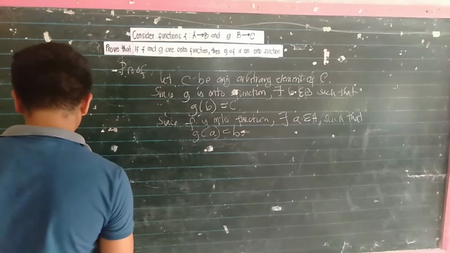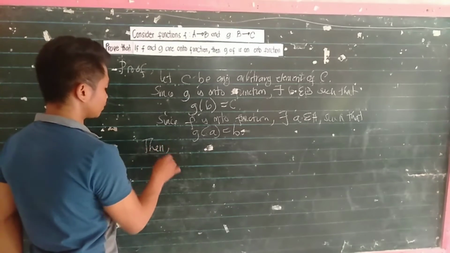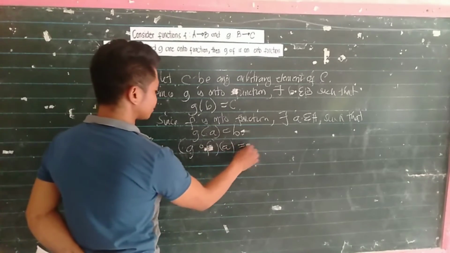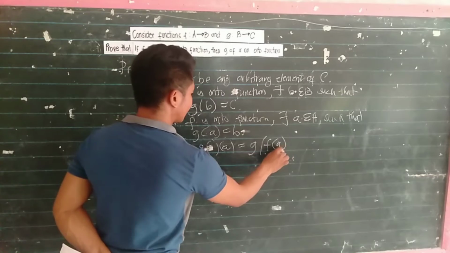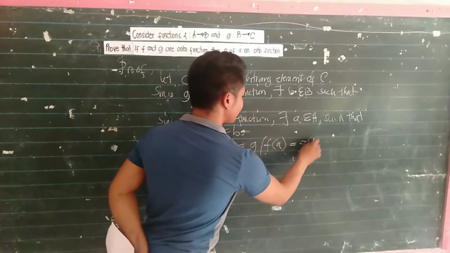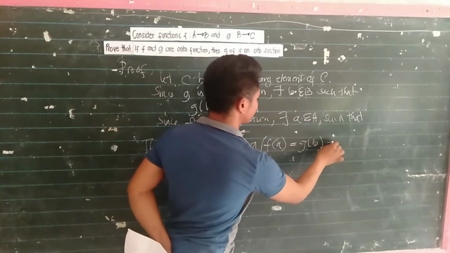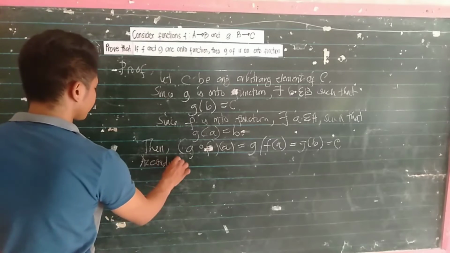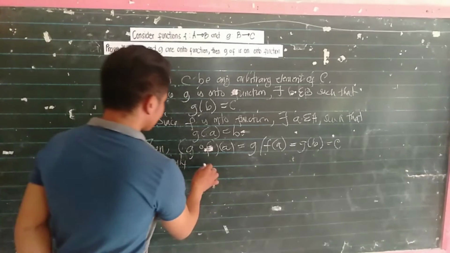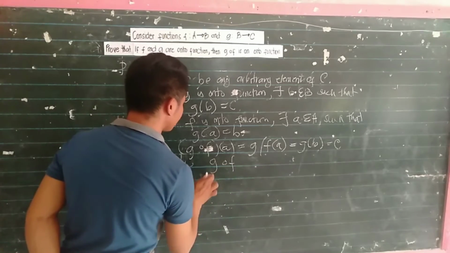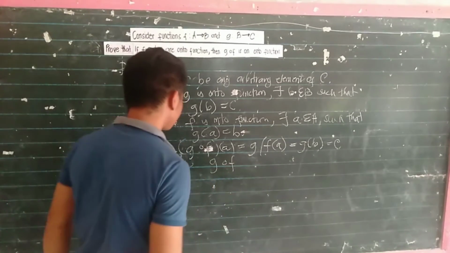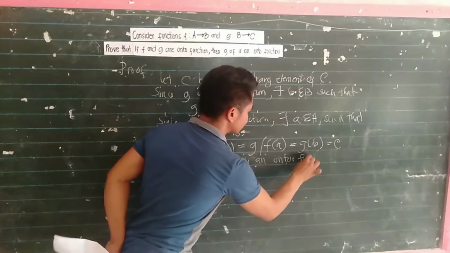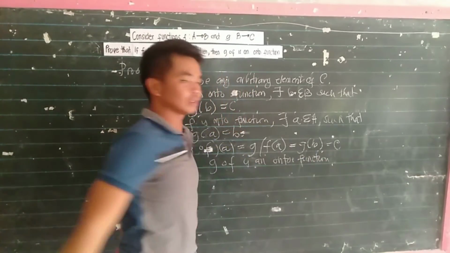So of course, then we have g of f of a, which is equal to g of b, which is also equal to the element c. So therefore, accordingly, g composite f is an onto function. Okay, that's all.